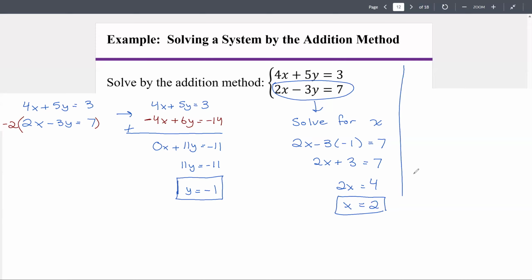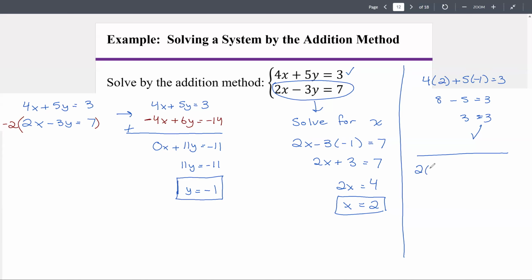So like I said, you can check this. So x is going to be 2. So 4 times 2 plus 5 times y, which is -1, equals 3. So we get 8 minus 5 equals 3. 3 equals 3. So it was a solution to this equation.